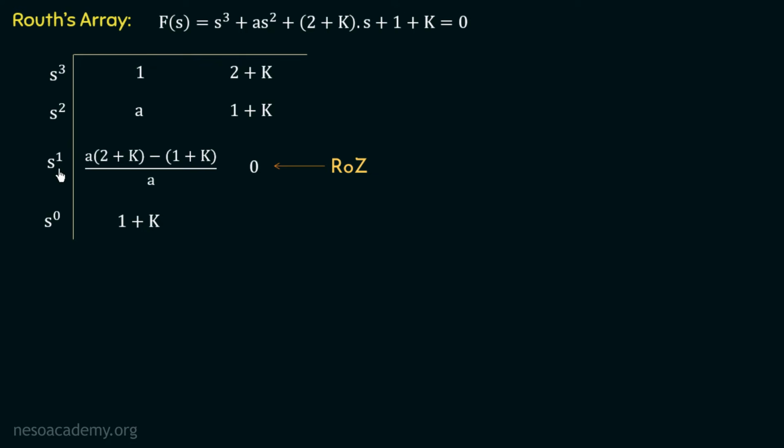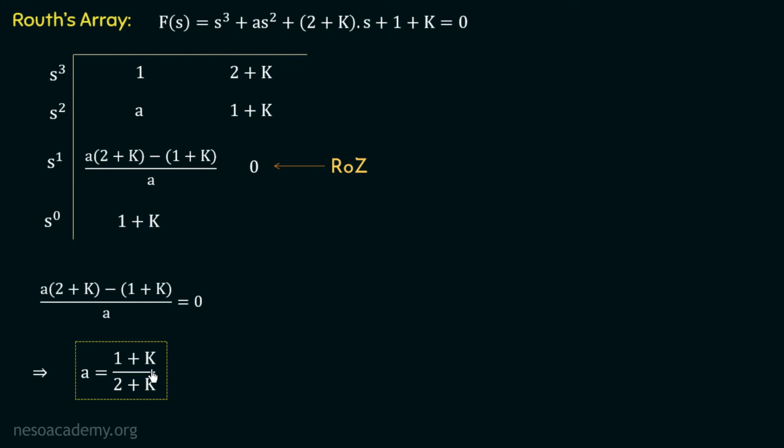And this row will be a row of zeros if this term becomes 0. So we will have a multiplied with 2 plus k minus 1 plus k over a equal to 0. We are taking this term as 0 because this will be a row of zeros, since we are given in the problem that this system is a marginally stable system and oscillates at a frequency of 2 radians per second. So by default, this row will be a row of zeros and we can take this term as equal to 0. Now, if we take this term to the right hand side, we will have a equal to 1 plus k over 2 plus k. So from this, we have a relation between a and k.